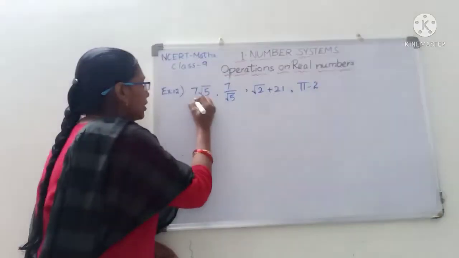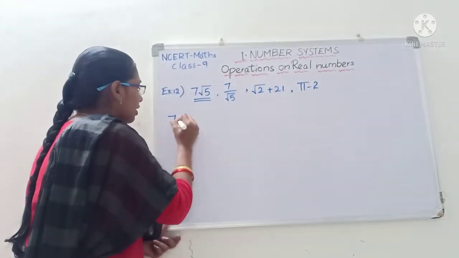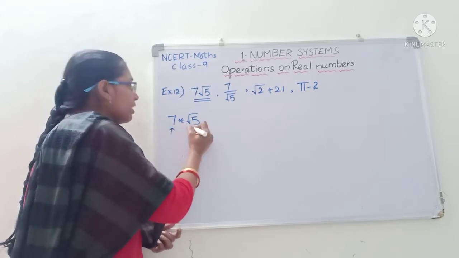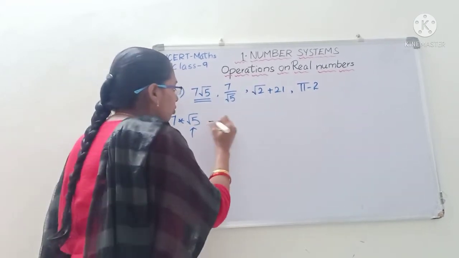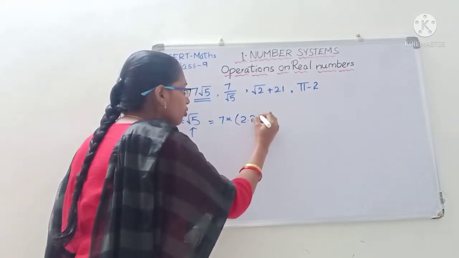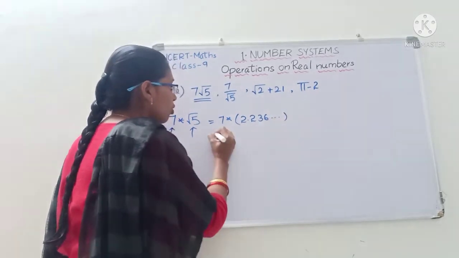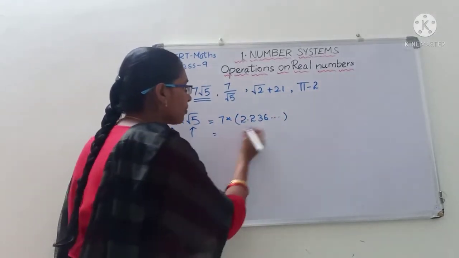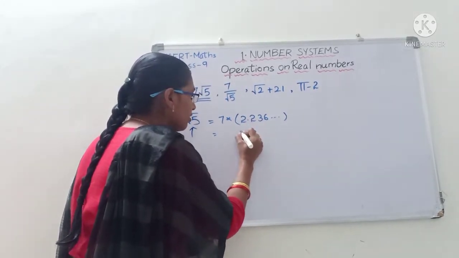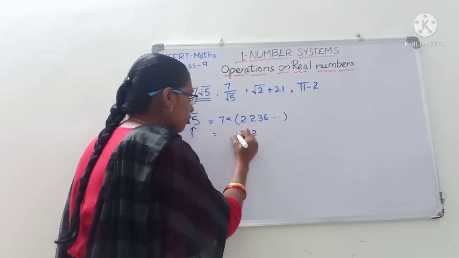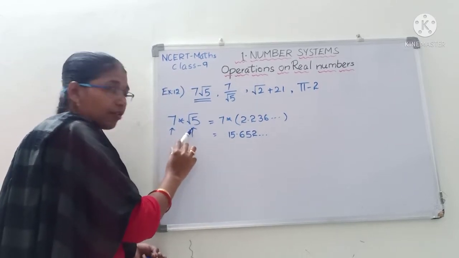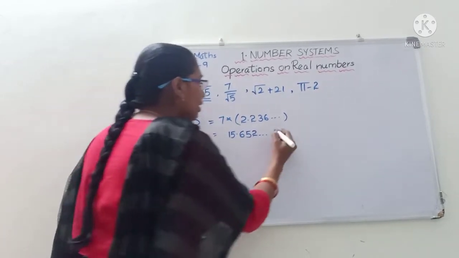Let us consider this example, children. 7 into root 5. That means we are multiplying a rational number 7 and an irrational number root 5. What is the value of root 5, children? It is 2.236 and so on. So, when you multiply, what do you get, children? 7 6s are 42, 7 3s are 21, 7 2s are 14, and so on. So, when you multiply a rational number and an irrational number, again you are getting an irrational number.